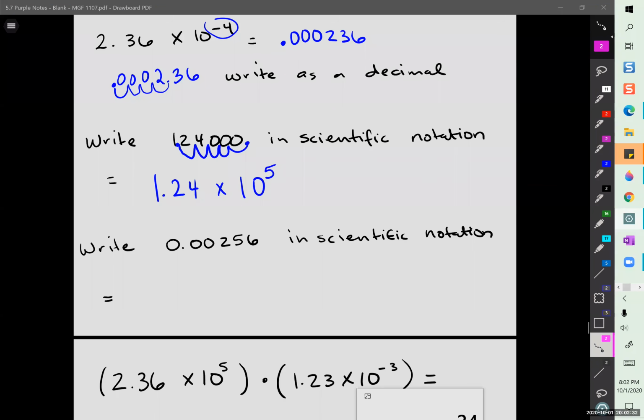Tiffany, almost perfect, but I think it would be your exponent. I think it would be the opposite exponent. Kimberly, that's correct.